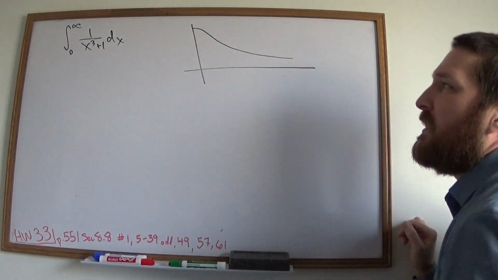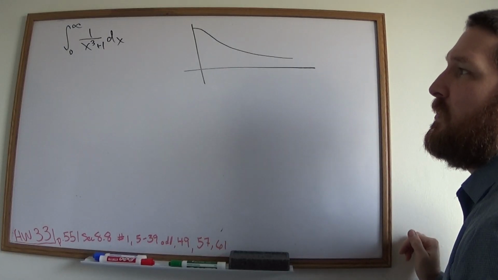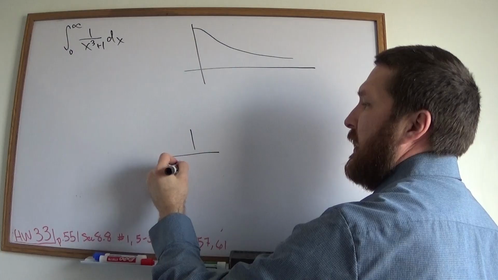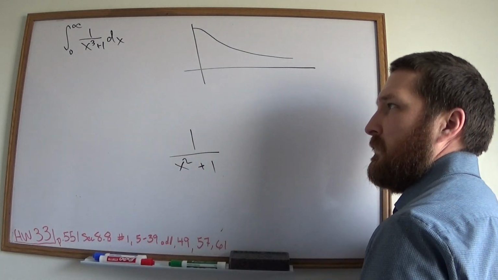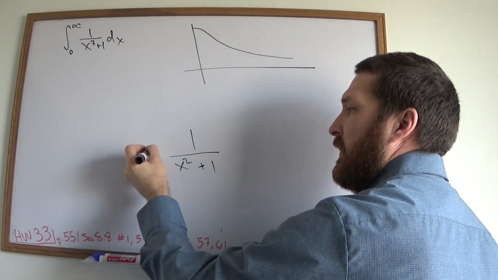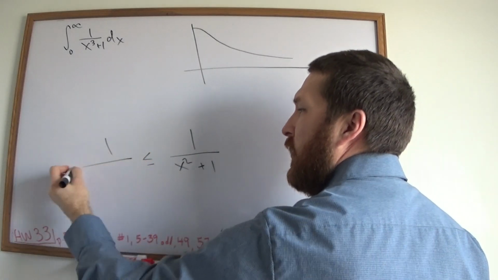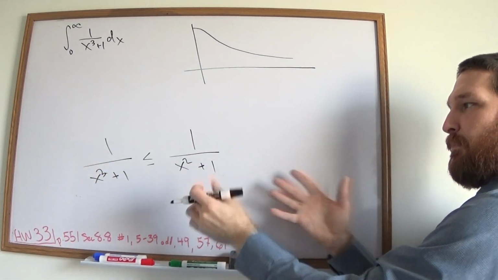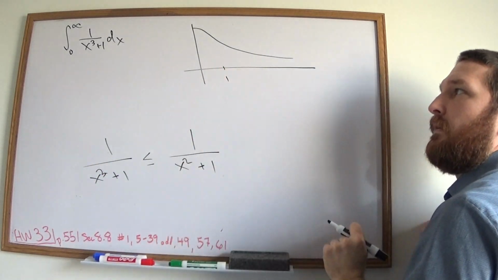There's a couple of ways you could go with this. You could say, well, you know what? In fact, we just did one like this: 1 over x squared plus 1. Since the denominator's smaller, then this is bigger, or is it? And this is where it's bigger whenever you're bigger than 1.